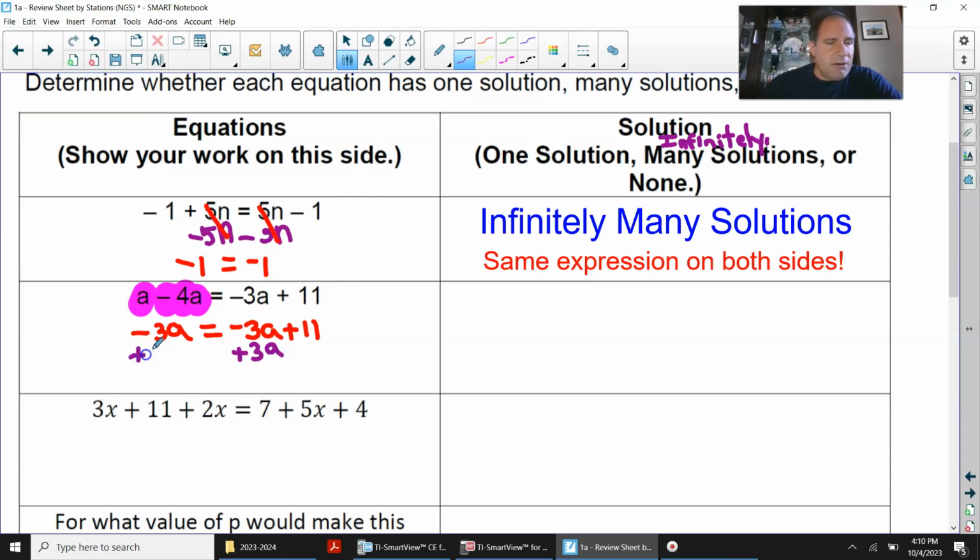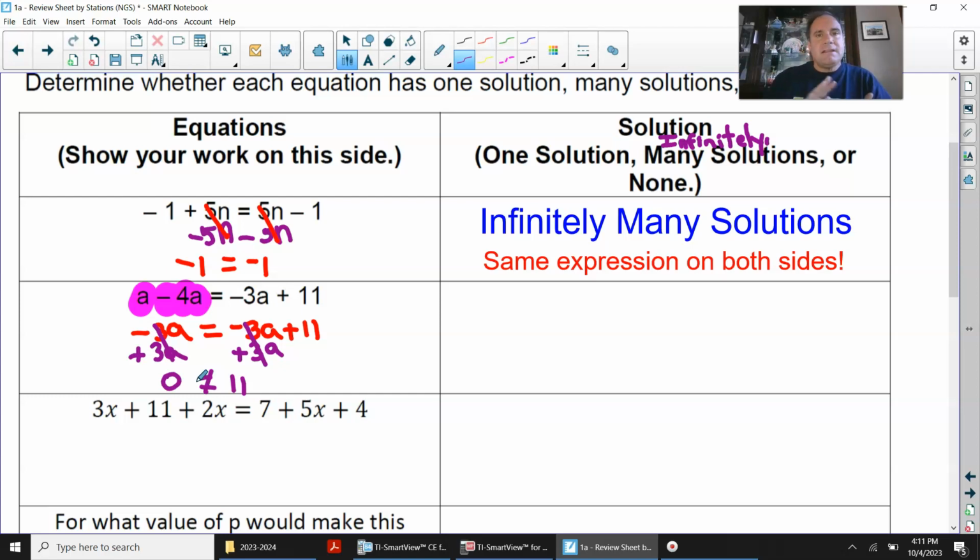You add 3a on both sides, and this cancels, so there's 0 there. You have to put a placeholder. This cancels, so there's nothing there, but there's an 11 here. Does 0 equal 11? No, it's not. It does not equal. So that means there is no solution. When it's not equal on opposite ends like that, 0 does not equal 11, there is no solution. You could have stopped at negative 3a equals negative 3a plus 11.